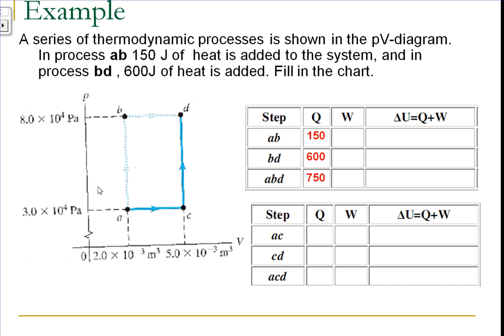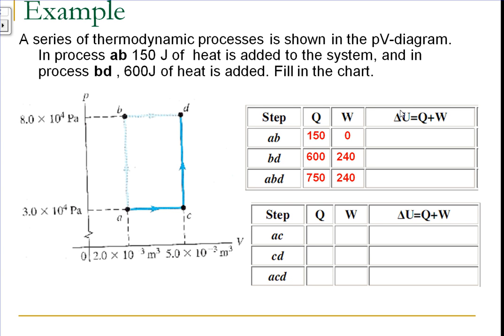The work from A to B is zero because there is no volume change. From B to D, I have a work change of 8 times 10 to the 4th pascals times (5 minus 2) times 10 to the negative 3 meters cubed, or 240 joules. Adding these straight down, I get a work change of 240 joules.